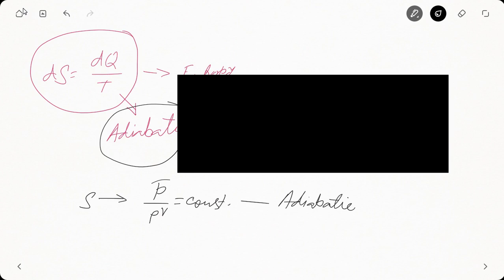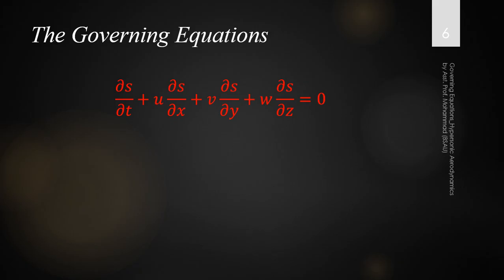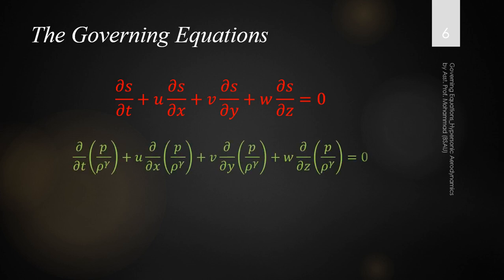So we now can replace S by P by rho to the power gamma. We replace the entropy with the expression P by rho to the power gamma, which is coming from the adiabatic relation. So after replacing S by this, we got this equation, and this equation we are going to use in understanding and dealing with the flow field in the case of hypersonic flow.